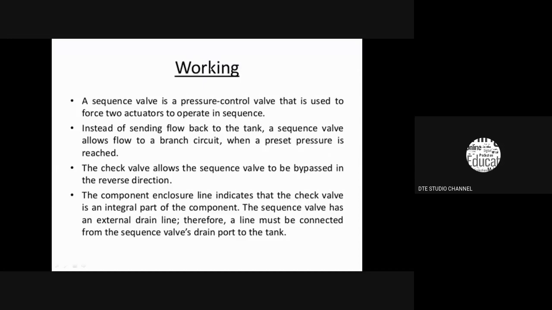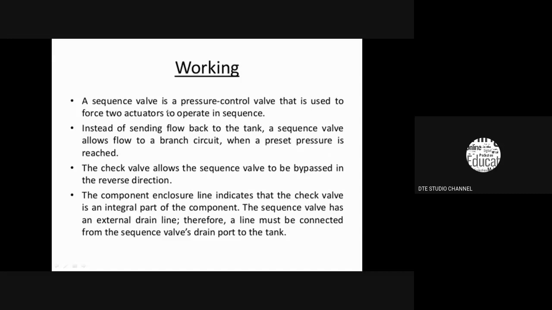A sequence valve is a pressure control valve that is used to force two actuators, not only two, more than two actuators, to operate in sequence, one after the other. After the completion of work in the first cylinder, work starts in the second cylinder. After the completion in the second cylinder, work starts in the third cylinder. Like this, sequentially, the working of cylinders is continued, and it is done by a pressure sequence valve.